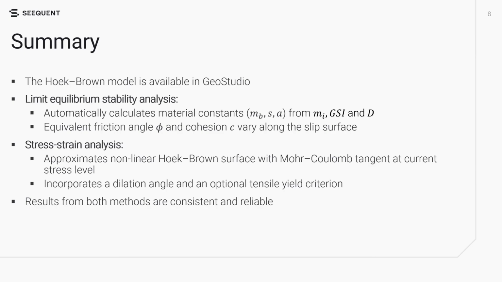In sigma W, the nonlinear Hoek-Brown yield surface is approximated by using a Moore-Coulomb tangent at the current stress level. The formulation includes a user-defined dilation angle along with an optional tensile yield criterion. As demonstrated in GeoStudio, analyses performed in slope W and sigma W using the generalized Hoek-Brown model produce consistent and reliable results.